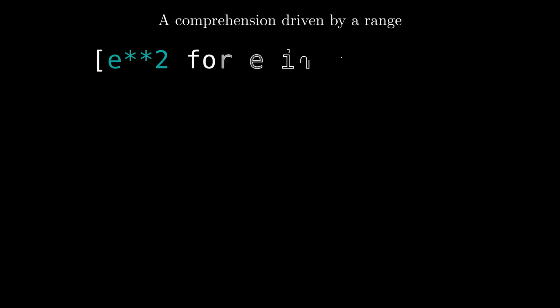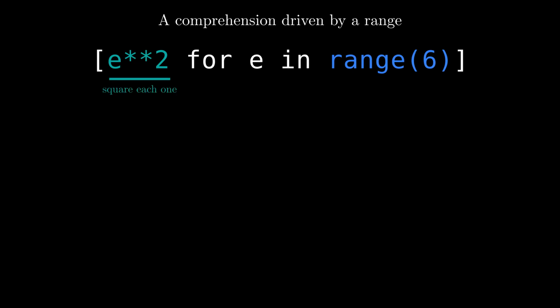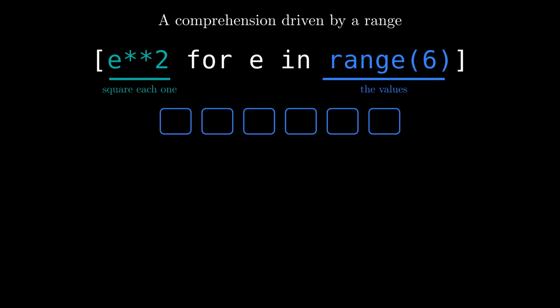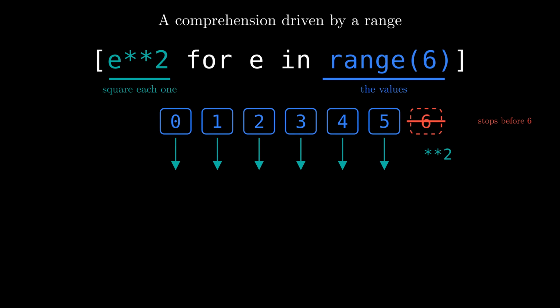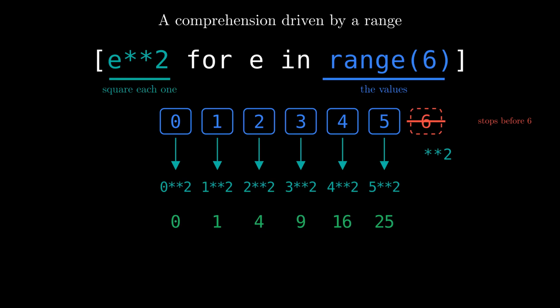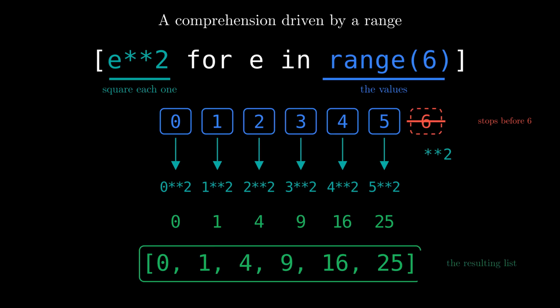Here is a comprehension driven by a range. The way to read it: I've got something I'm squaring, and the thing I'm squaring is each value in range of 6. So ask what the sequence of values is that I'm operating on. Range of 6 gives me 0, 1, 2, 3, 4, 5, starting at 0, stopping before 6. And the thing I'm doing to them is squaring each one. So the list I get out contains 0 squared, 1 squared, 2 squared, 3 squared, 4 squared, and 5 squared. Evaluate those, and the result is 0, 1, 4, 9, 16, and 25.